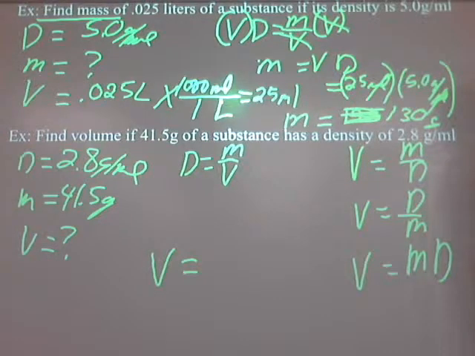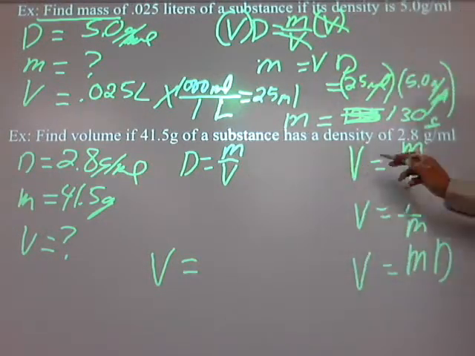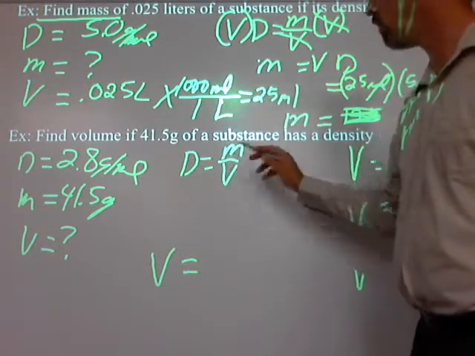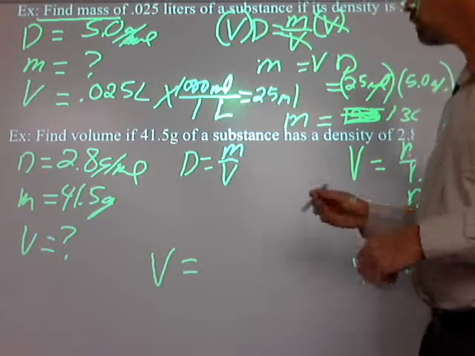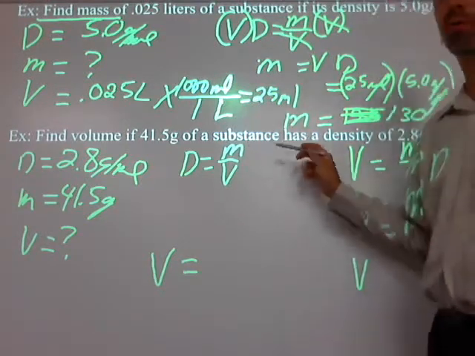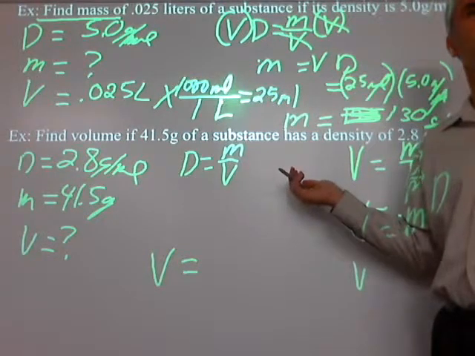What did you do wrong, those of you who got it wrong? Let's take a look. All right, let's do it right first. D equals M over V. People want to just say, okay, I need to get V by himself, so I will multiply by M. Is multiplying by M going to get rid of M? What's it going to do?